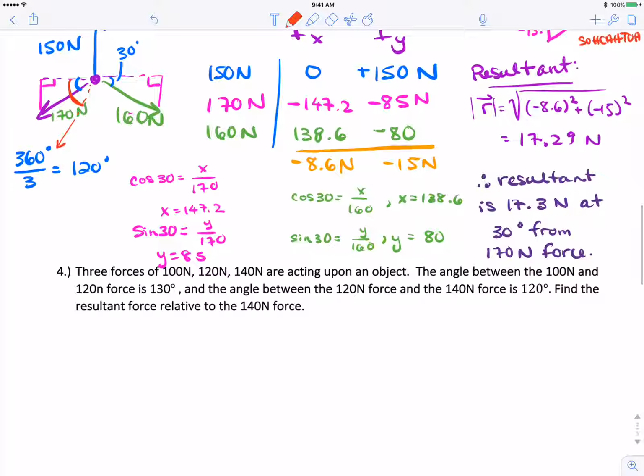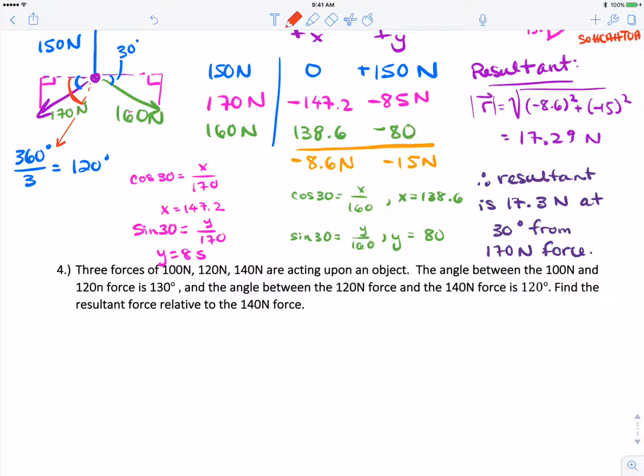So I still have three forces acting on an object. The angle between the 100 Newton force and the 120 Newton force is 130, and they give me another angle. Find the resultant force. It says relative, 100 Newton force relative to the 140 Newton force.